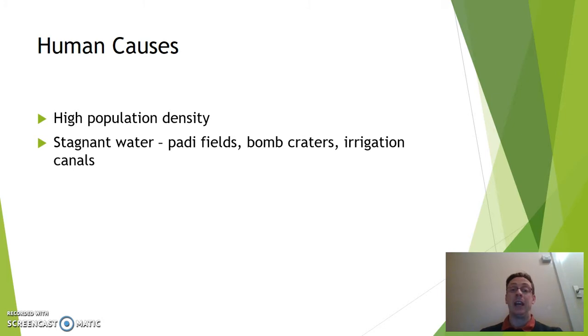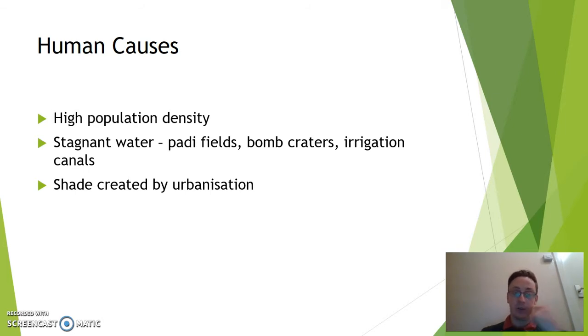Stagnant water that we create. I mentioned boot prints, and up to paddy fields. In Southeast Asia, rice is the dominant crop that's grown, and you grow it in paddy fields. The method you use is to flood the field, and you need that water to stay reasonably stagnant because you need a set level of water in the field for the rice crop to grow. That creates a huge amount of stagnant water that's perfect for mosquitoes to thrive in. Urbanisation creates shade. You have lots of buildings, lots of different places for the mosquito to rest in.